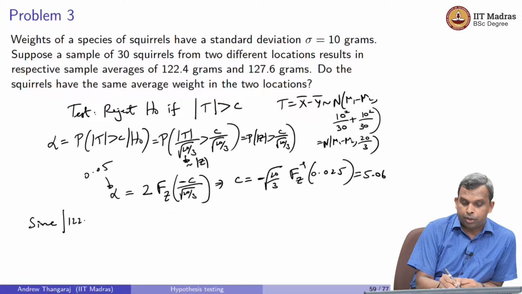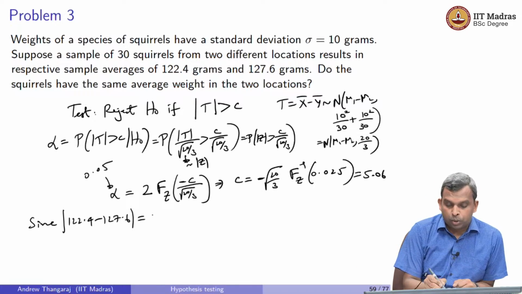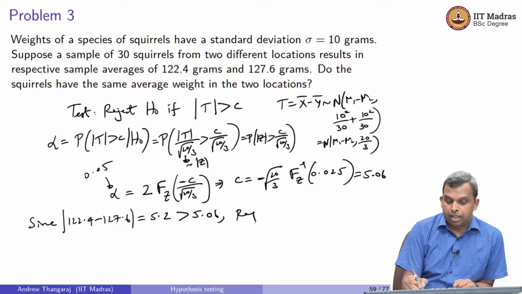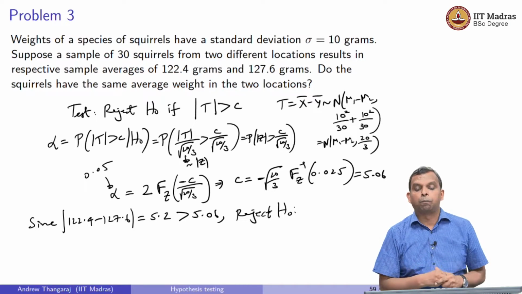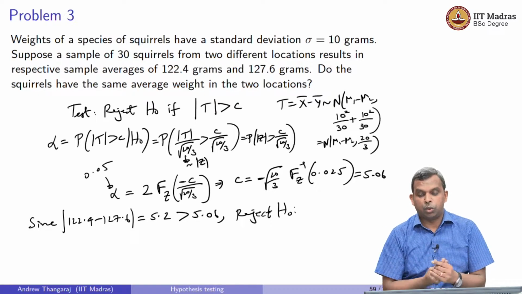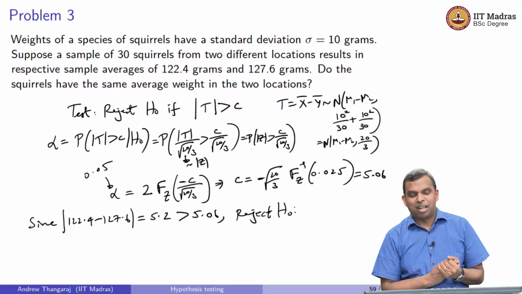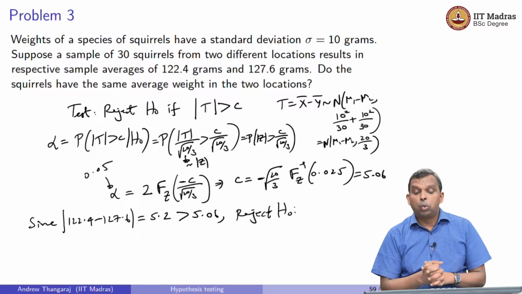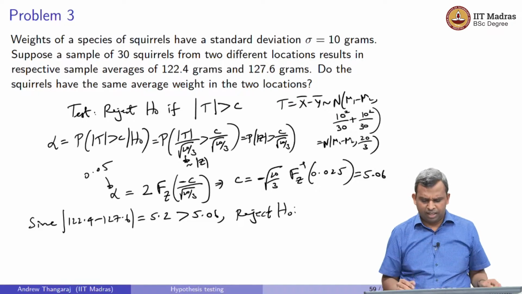Since mod of 122.4 minus 127.6 equals 5.2, and 5.2 is greater than 5.06, you're going to reject h naught. So it's just about a borderline rejection of the null hypothesis. You're going to conclude that the two averages are different, they're not the same. Hopefully you can see how this calculation goes.